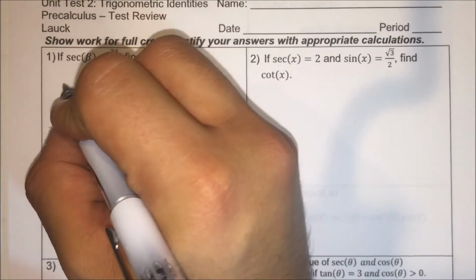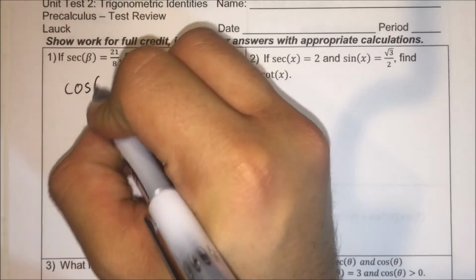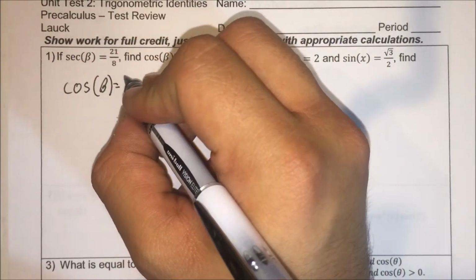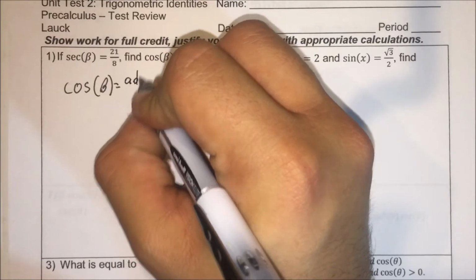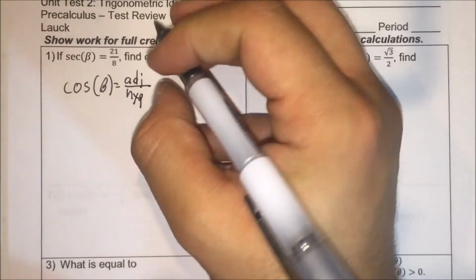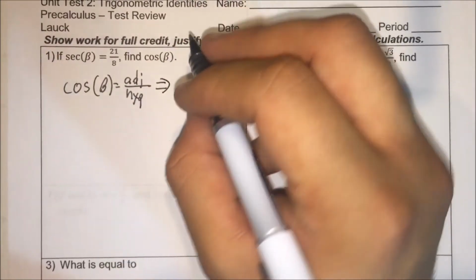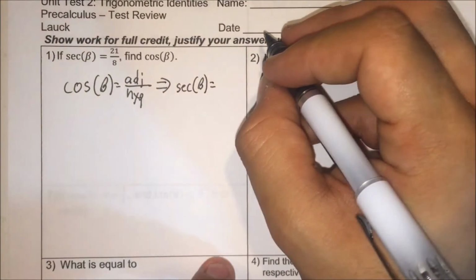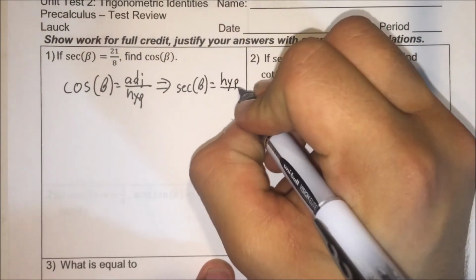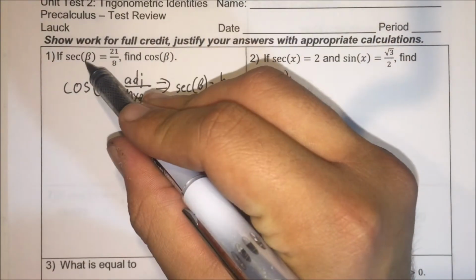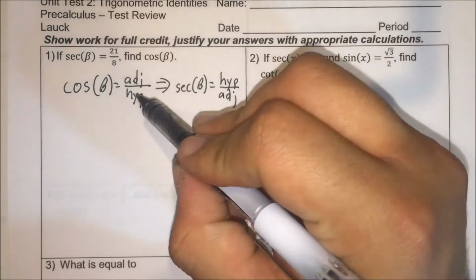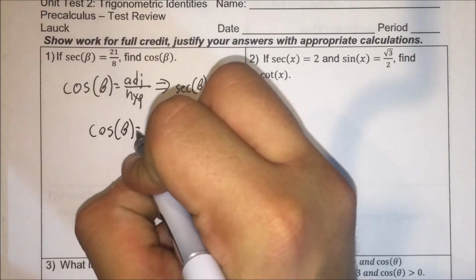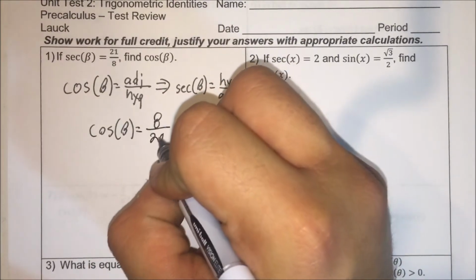Well, this one's actually really simple. We know that cosine of beta, from our old definition of right triangles, is adjacent over hypotenuse. Then that means secant, which is the reciprocal identity of cosine, is hypotenuse over adjacent. So if secant is 21 over 8, all we have to do to get cosine is flip secant. So cosine of beta is 8 over 21.